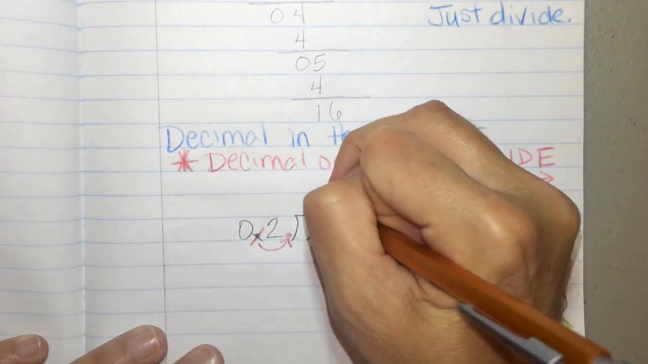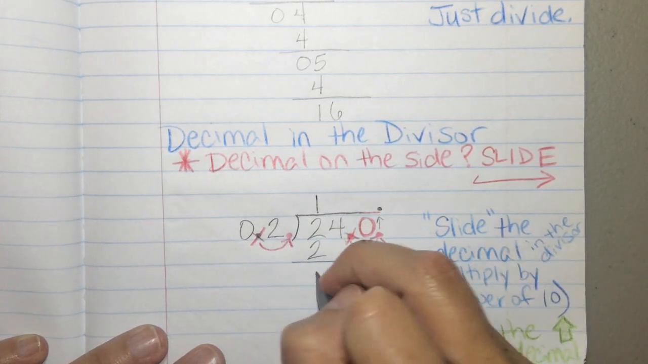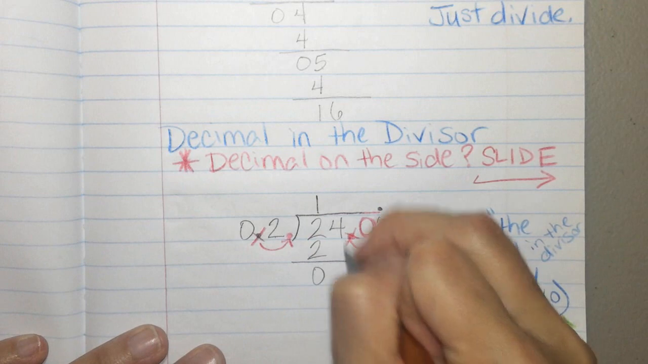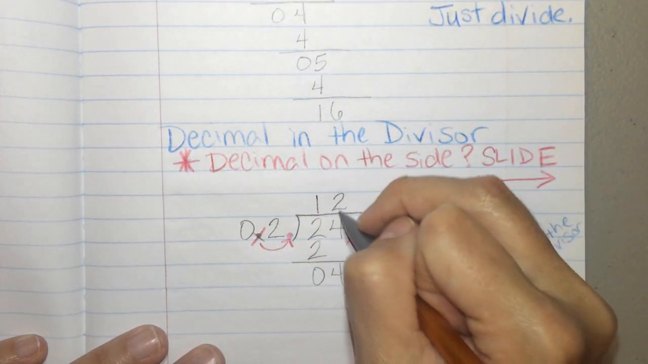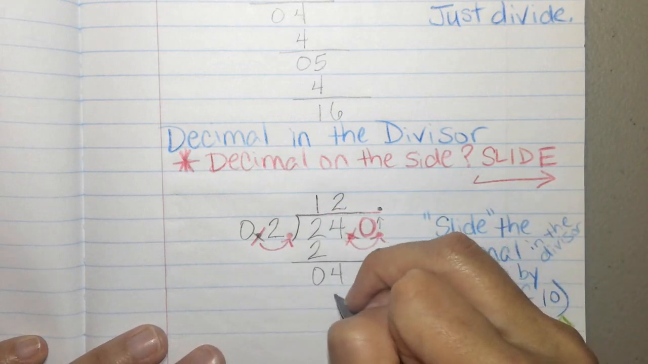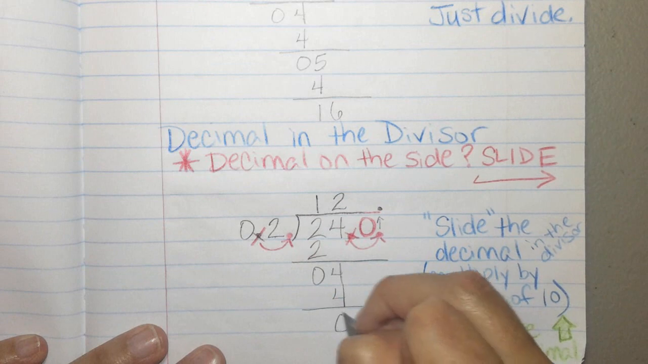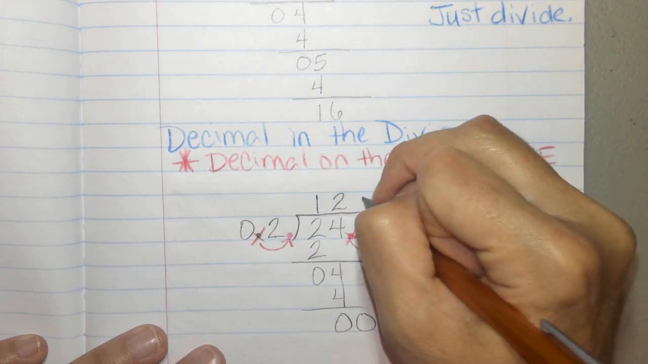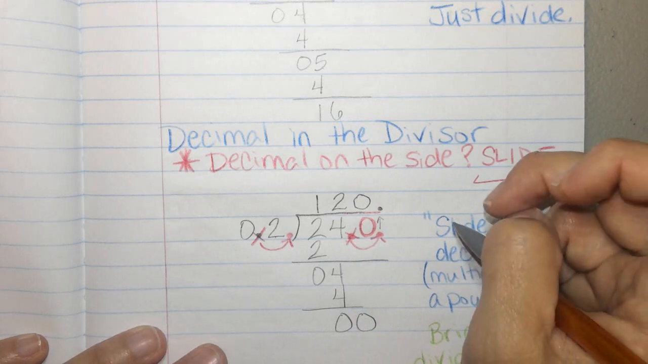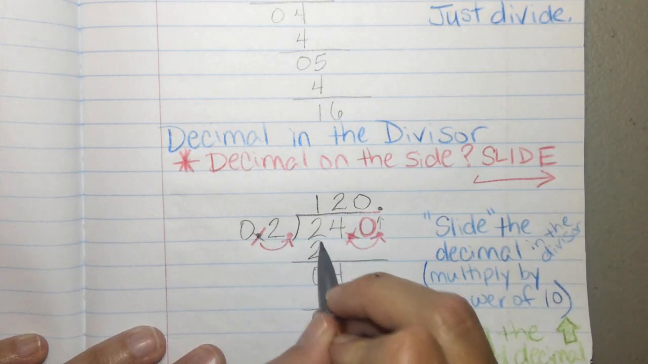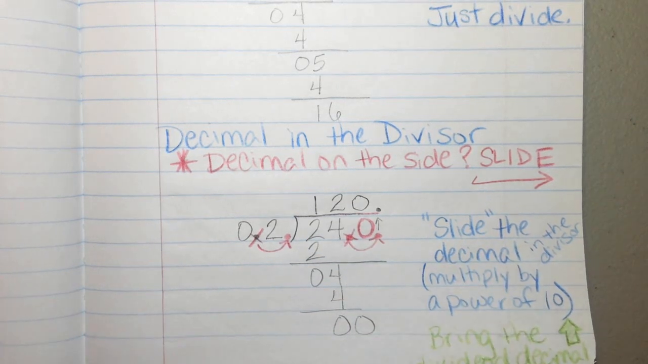2 goes into 2 one time. 1 times 2 is 2. 0, drop down to 4. 2 goes into 4 2 times. 2 times 2 equals 4. 4 minus 4 is 0. Drop down to 0. So my answer is 120. 24 divided by 2/10 is 120.